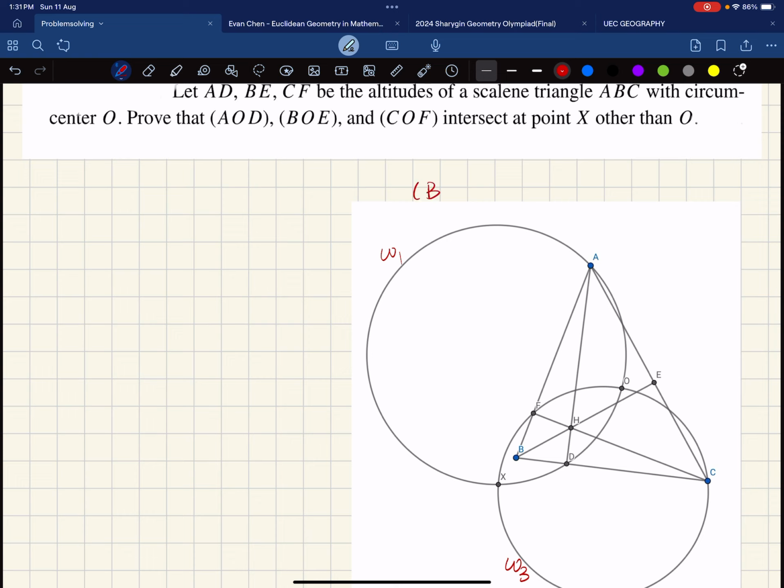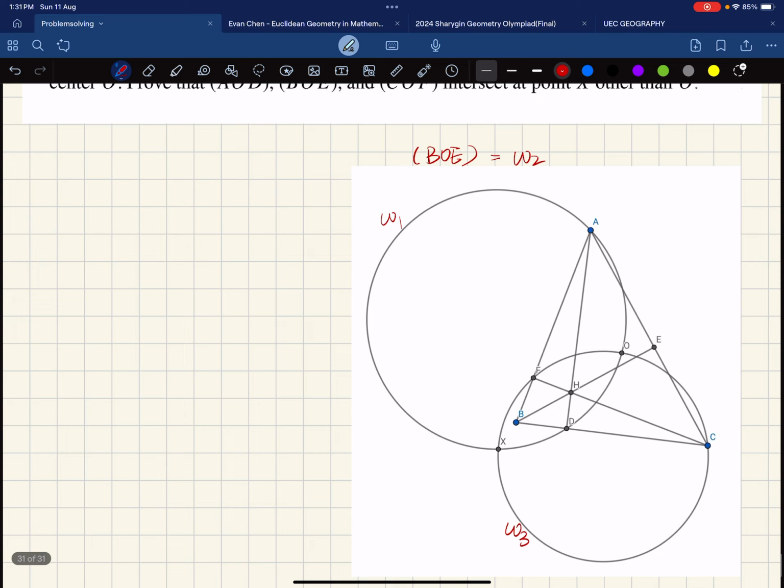Denote the circumcircle of BOE as omega 2, right? So we try to show that OX is the radical axis of the three circles. First, we need to notice one thing: OX is the radical axis of the two circles, omega 1 and omega 3, right? OX is the radical axis of omega 1, omega 2, and omega 3.